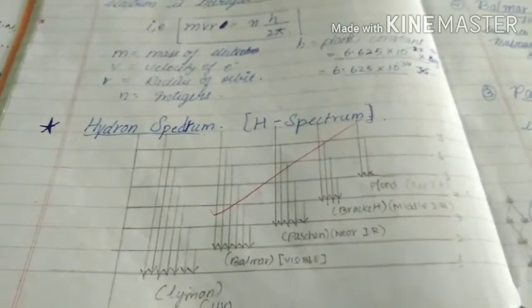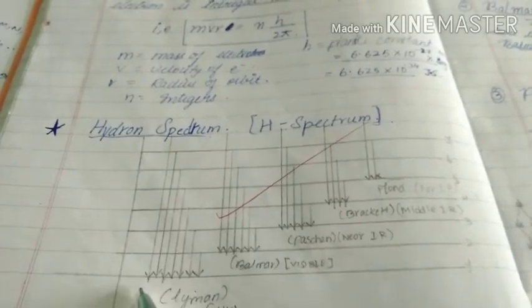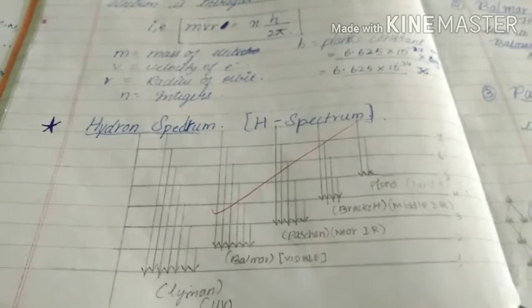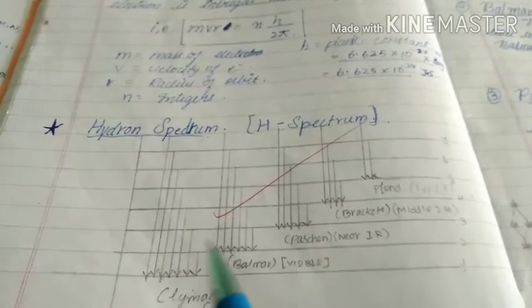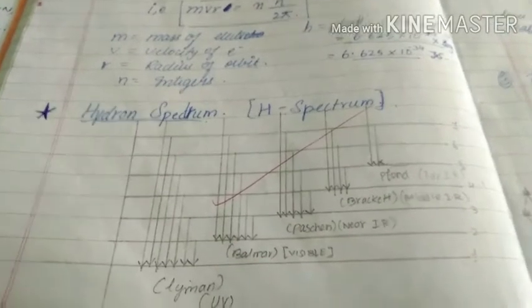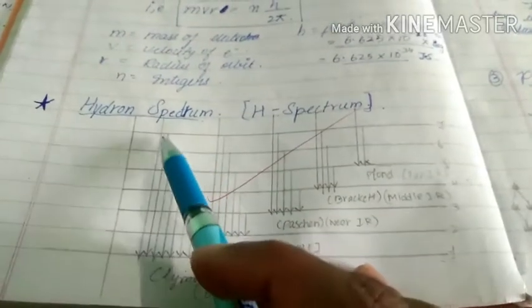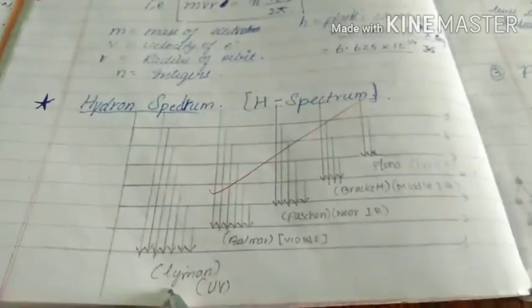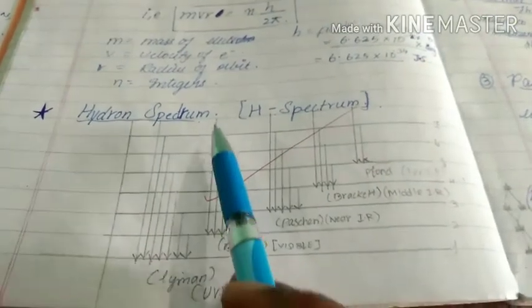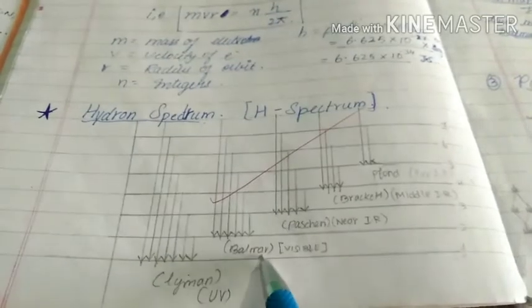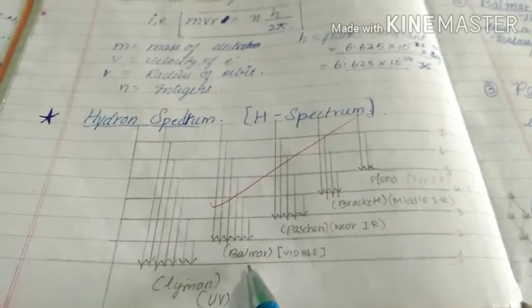Again, that electron jumps from a higher orbit back to its original position, nothing but its first orbit, because only when the electron jumps from a higher orbit to a lower orbit does it gain stability. When the electron jumps from a higher orbit to the first orbit, that series is called the Lyman series. When the electron jumps from a higher orbit to the second orbit, that series is called the Balmer series.